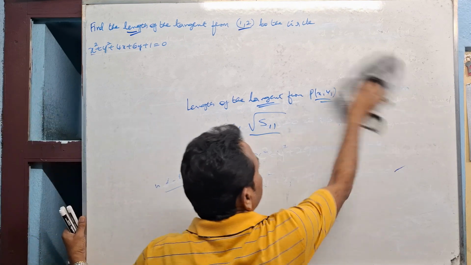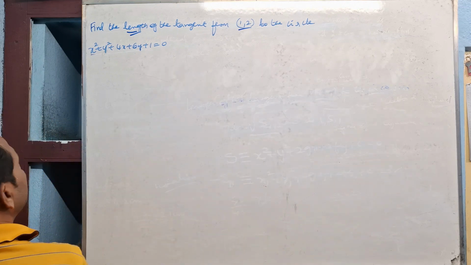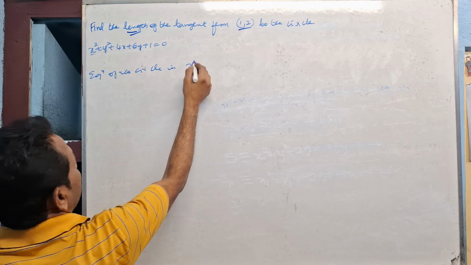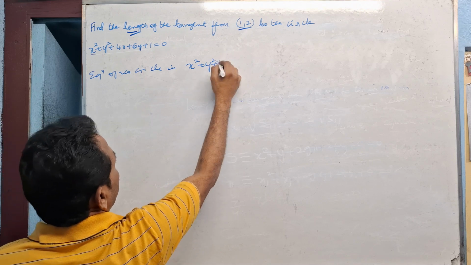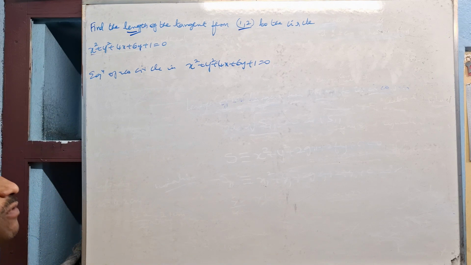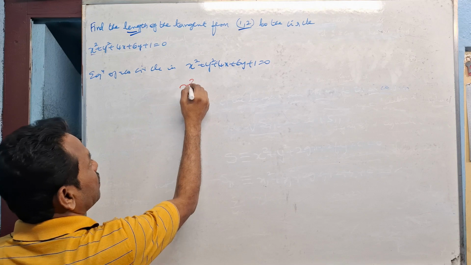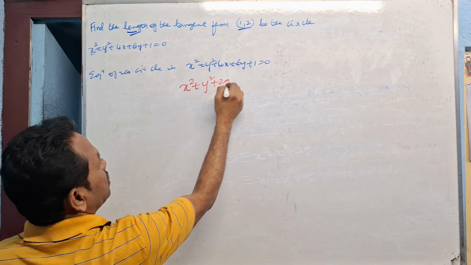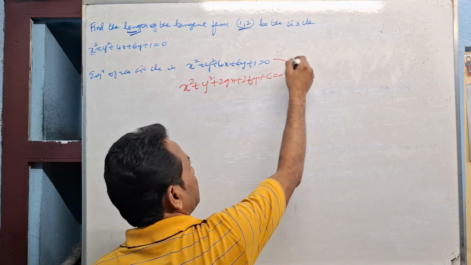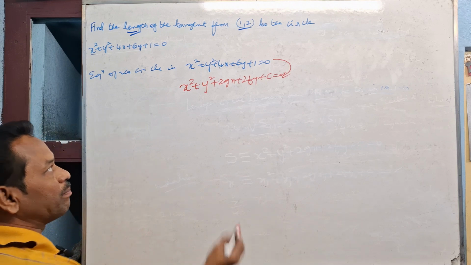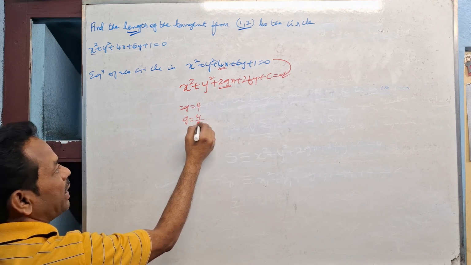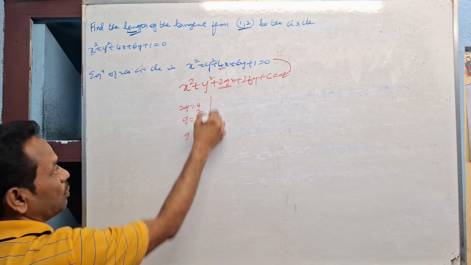Okay, now here in this question, the given equation of the circle is x square plus y square plus 4x plus 6y plus 1 equals 0. So let me compare this with the general form of the circle, x square plus y square plus 2gx plus 2fy plus c equals 0. So I'm comparing our equation with the general form of the circle. When I compare, we'll get 2g equal to 4. The value of g will be 4 by 2, the value of g is 2.